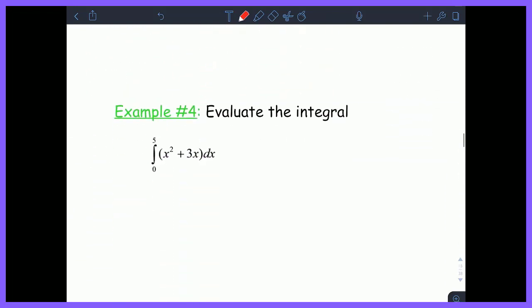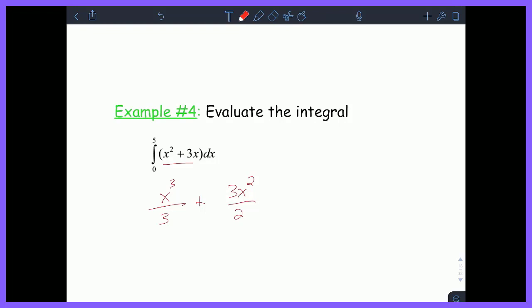Let's try an example. So the example is the integral from 0 to 5 of x squared plus 3x dx. Step 1 is to find the antiderivative of this function f of x. So the antiderivative of x squared would be x to the third over 3. A quick check, if you took the derivative of x to the third over 3, you would get x squared because the 3 and the 3 cancel. Reduce the power by 1, you get 2. That's that. And the antiderivative of 3x is 3x squared over 2. Again, if you did a quick check and took the derivative of 3x squared over 2, you would in fact get 3x. But this is an integral, not just an antiderivative.